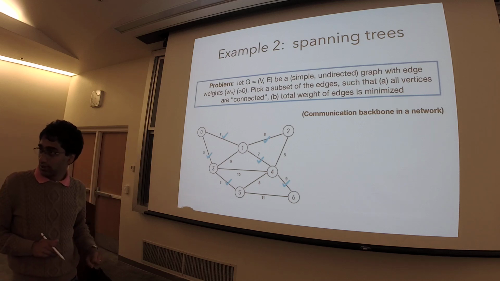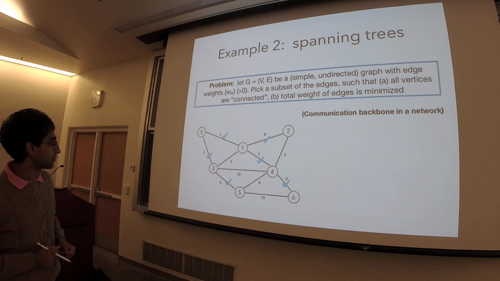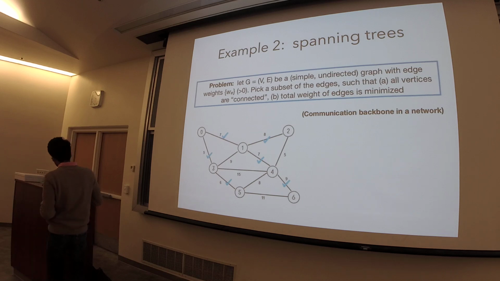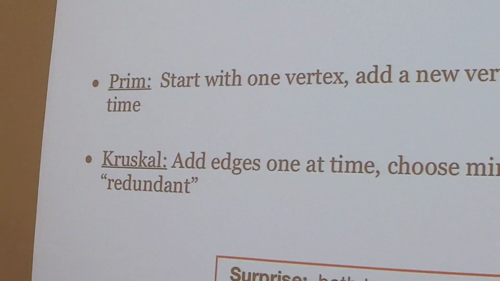Undirected graph, and your goal is to pick a subset of the edges so that their total weight is as small as possible and everybody is connected to everybody else. So that's the minimum spanning tree problem. And we said that there are two very simple greedy algorithms that you can come up with.